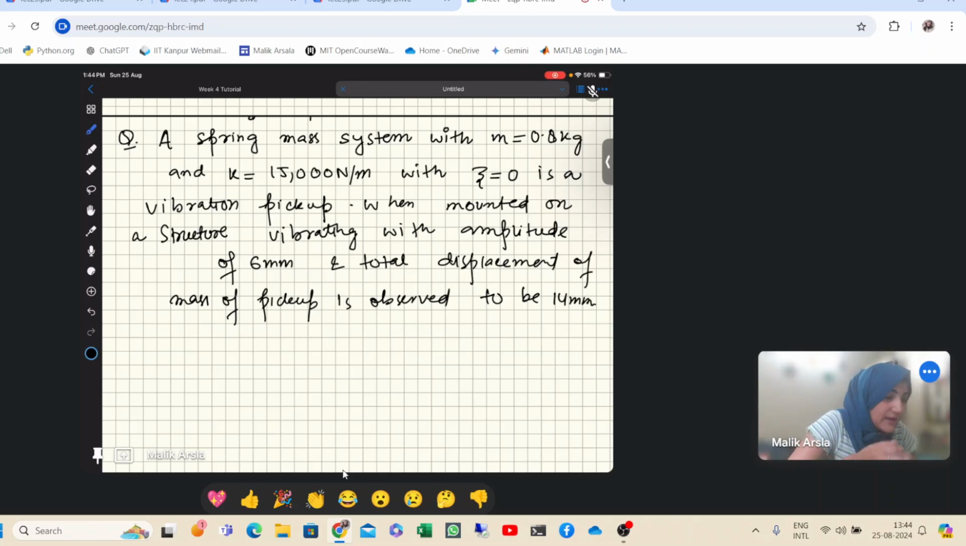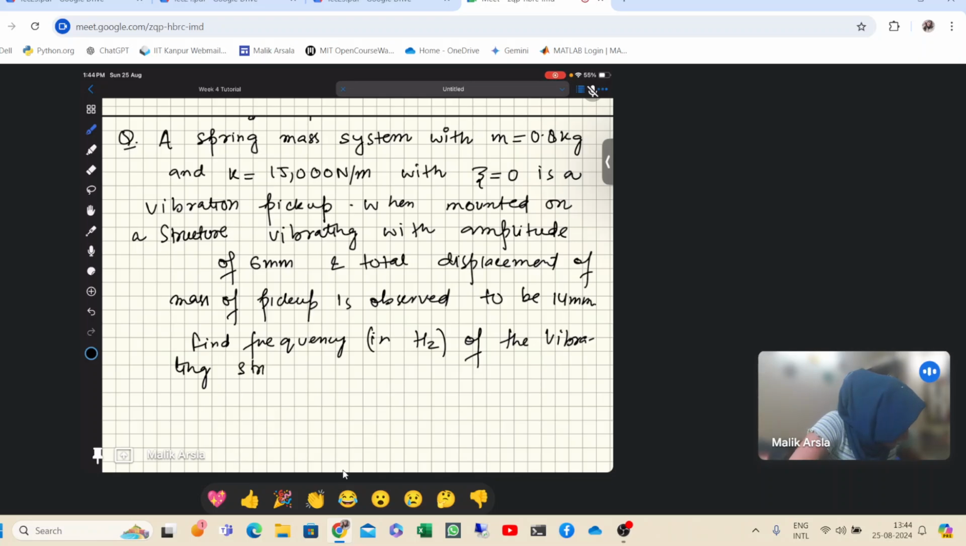Okay, for the mass, the total displacement is 14 mm. Find the frequency in hertz of the vibrating structure. So basically omega we have to find, and then we'll divide it by 2 pi, and it will be converted to frequency.